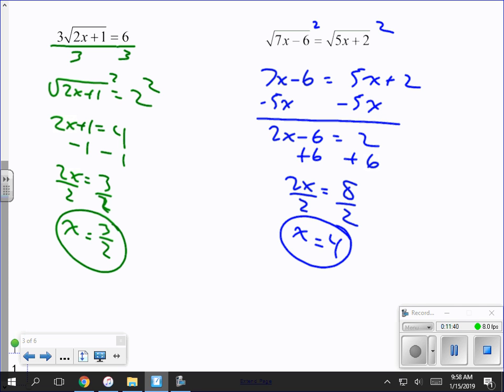And then I once again try that in the original problem. 4 times 7 is 28. 28 minus 6 is 22. So I have the square root of 22 on one side. Put in 4 in there. 4 times 5 is 20 plus 2. I have the square root of 22 on the other side. Is that a true statement? Yeah, I don't need to take the square roots to figure out if I have a true statement or not. I know I have the square root of 22 equal to the square root of 22. It works. It's good, as it should. Okay. Questions?